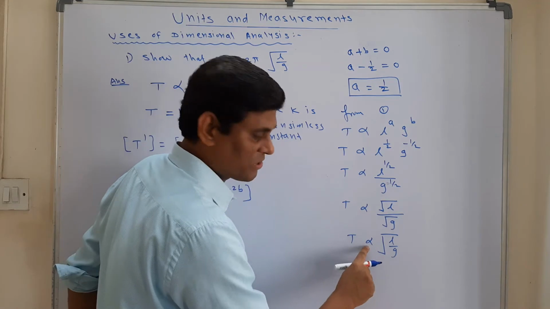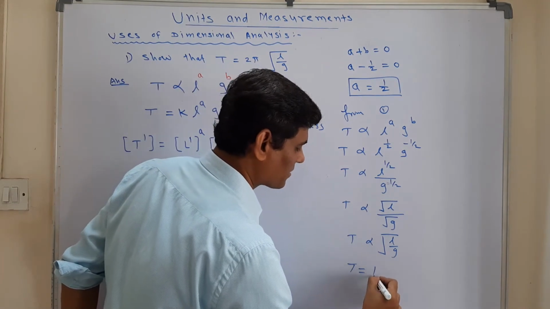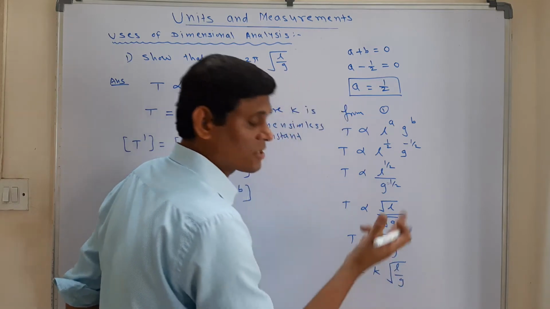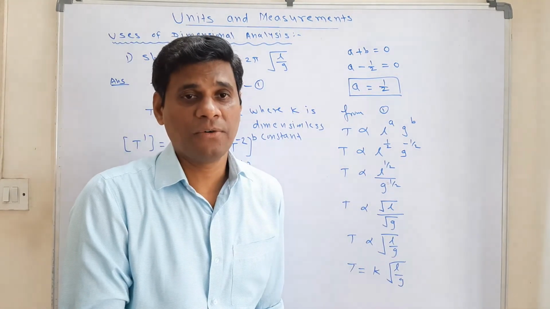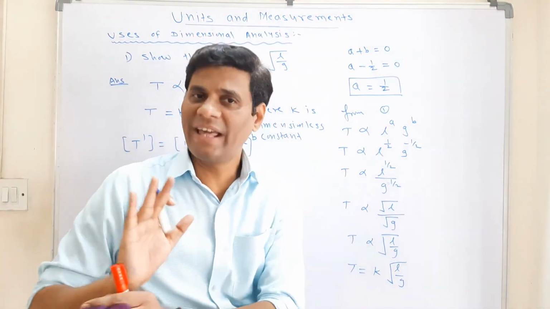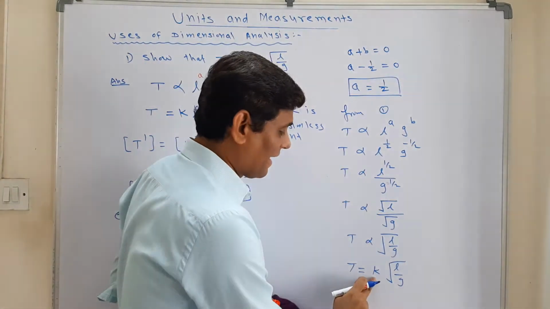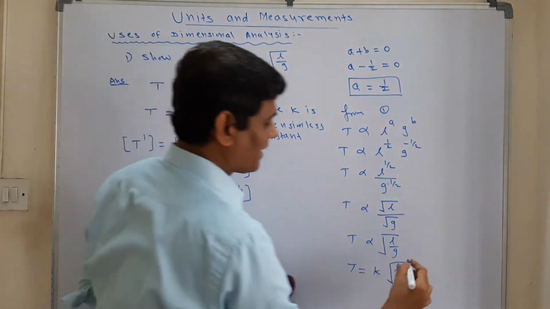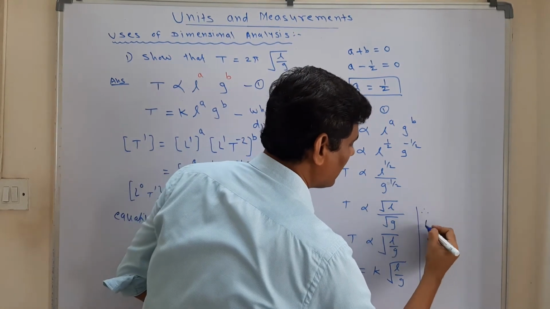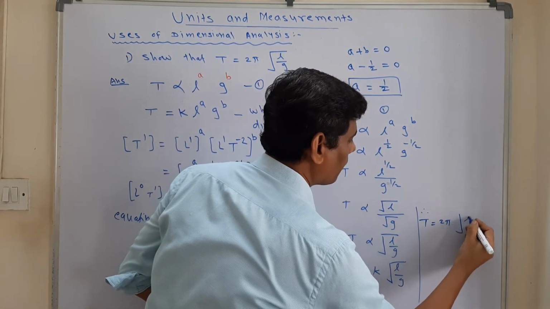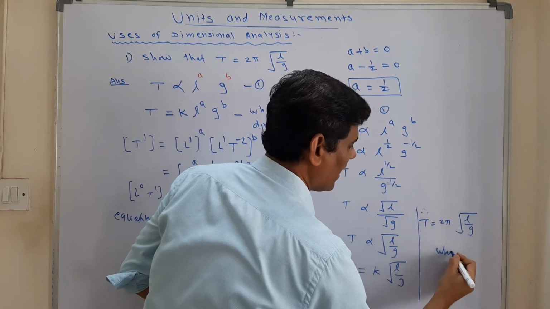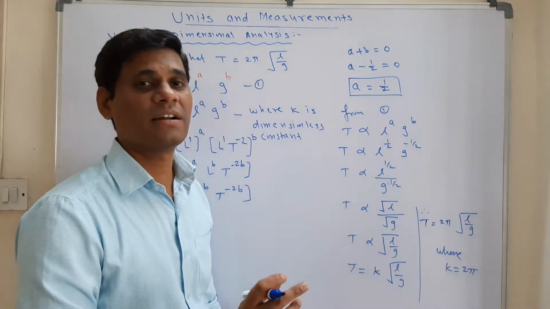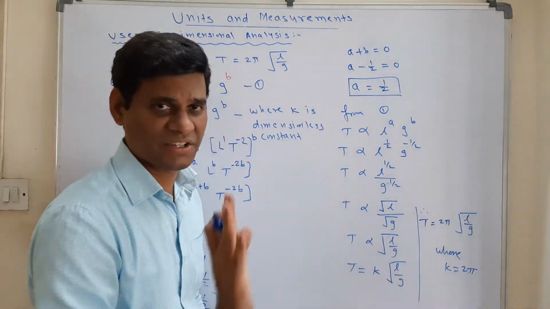Now if I remove the proportionality sign, I can write a constant, that constant is K, that is K root of L upon G. Now K is a constant, it can have any value, but in derivation it has a fixed value, but here you don't have to do the derivation. You have to take K, it can have any value. How much do they want? They want 2 pi. So you can say now, therefore T is equal to 2 pi root of L upon G, where K is equal to 2 pi, a dimensionless quantity, or K is dimensionless.